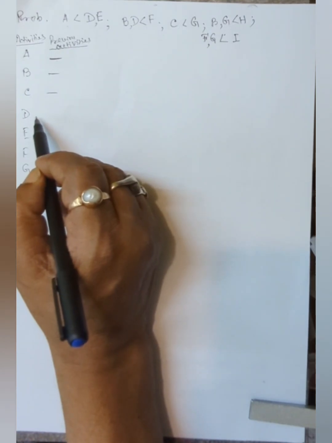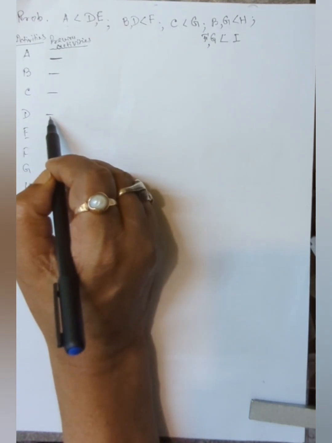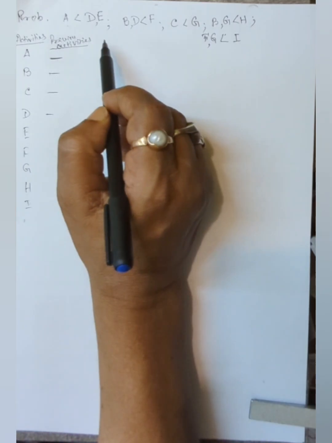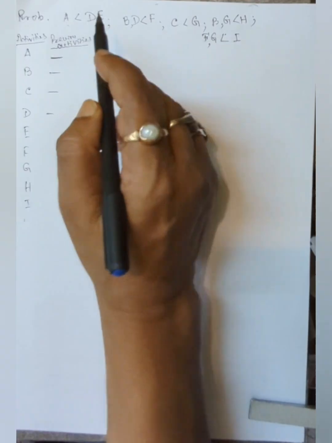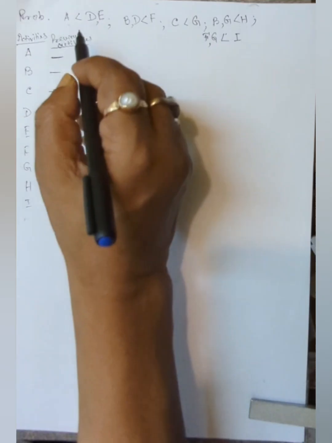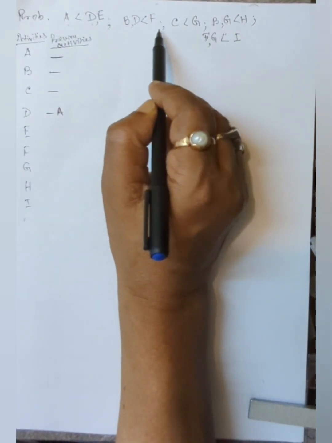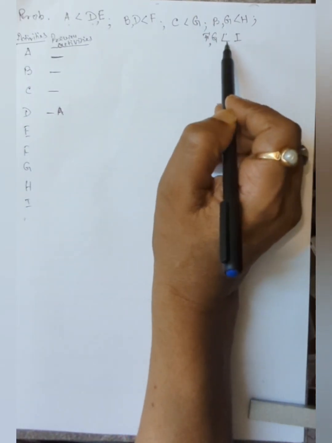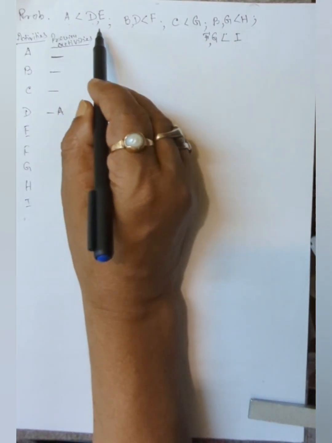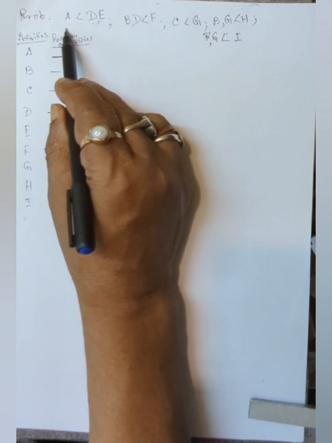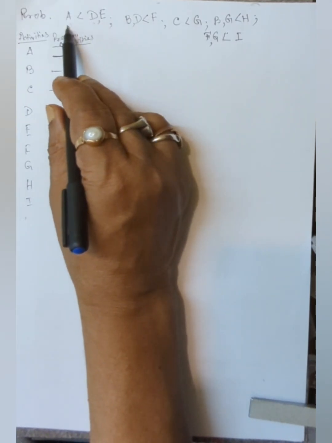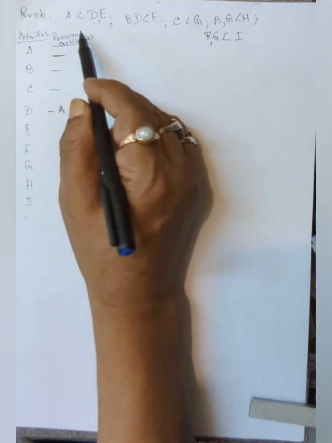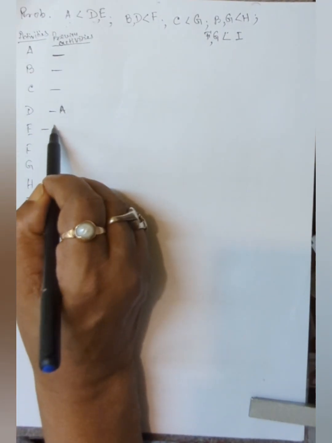For D, which activities do you have to complete to start D? You have to complete A, only then can you start D. That means A is the previous activity for D. Then E: A has to be completed to start E, because A < D, E. It indicates that before starting E, you have to complete this earlier activity.